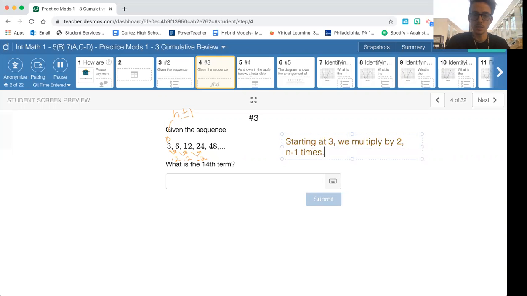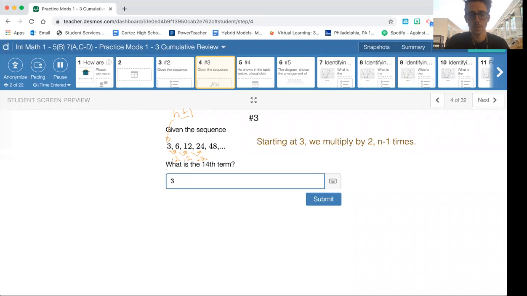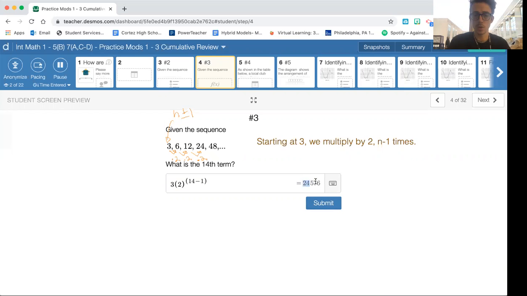N minus 1 times. Again, because we're at the n equals 1 term, so we have to give respect to that. So if I was going for the 14th term, I would start at 3, multiply by 2. My exponent here should now be 14 minus 1, getting me 24,576. There you go.